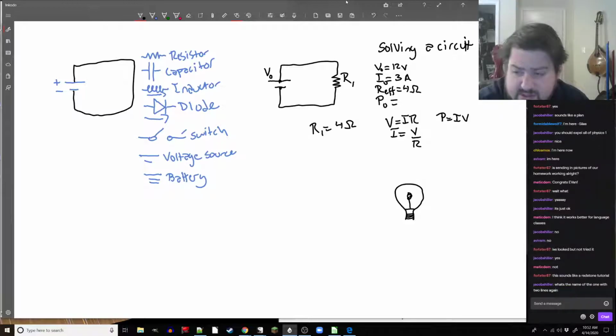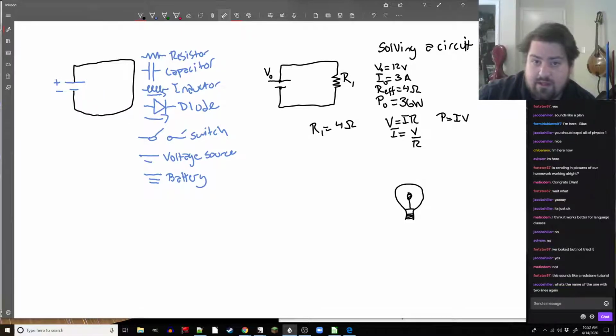So to use this new equation, power equals current times voltage. We know current is 3 amps and voltage is 12 volts. So 12 times 3 is what, 36 watts? And that's pretty much all you need to do for this entire problem. This particular one, anyway.